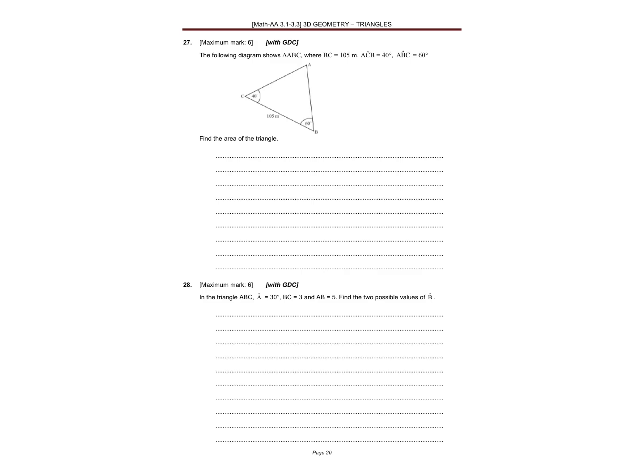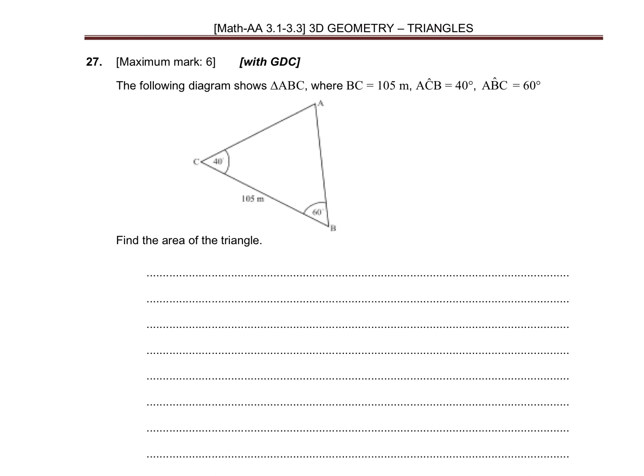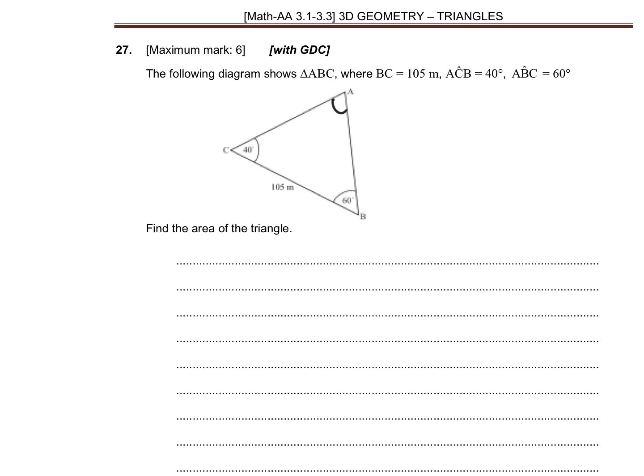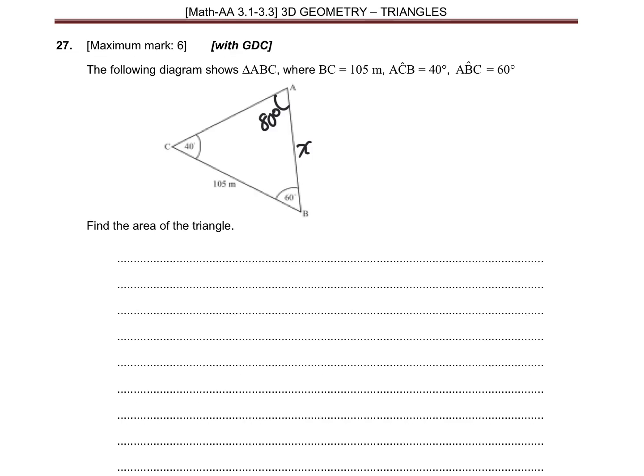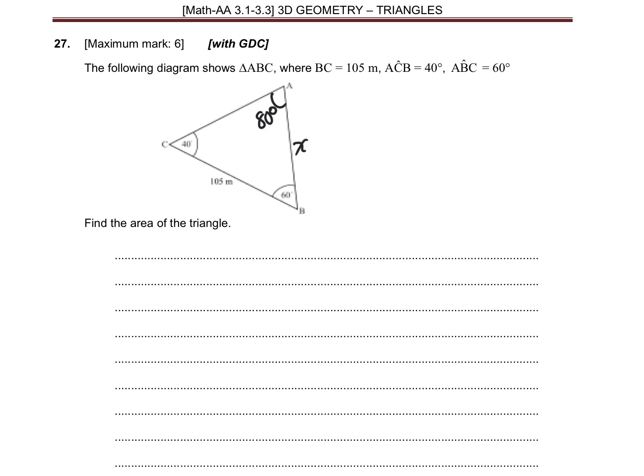Okay, 27. The following diagram shows this stuff. Find the area of the triangle. Okay, so we have, we can find out this to be 80, and then we can use sine rule to find either side, and then we can use 1/2 AB sine C. So we're going to have 105 over sine 80 equals x over sine 40. So you end up getting x is 68.5.